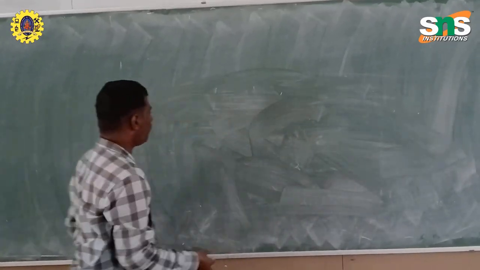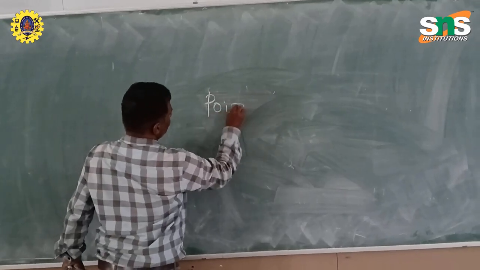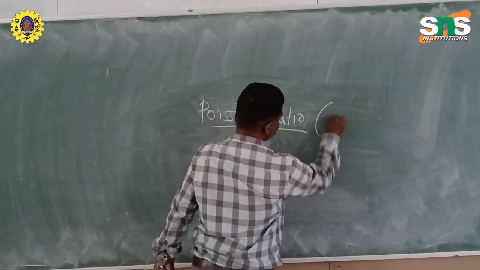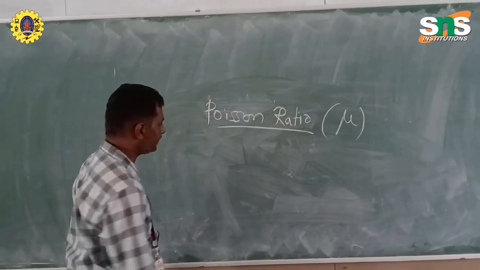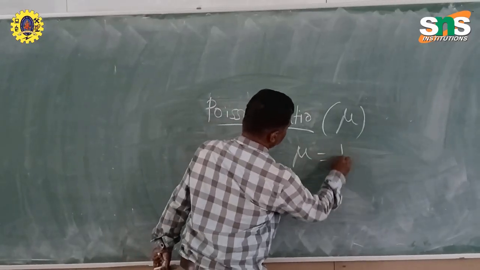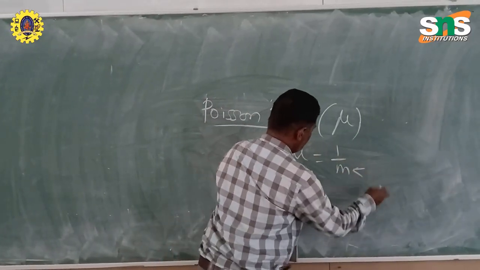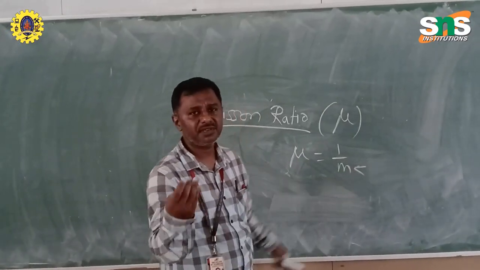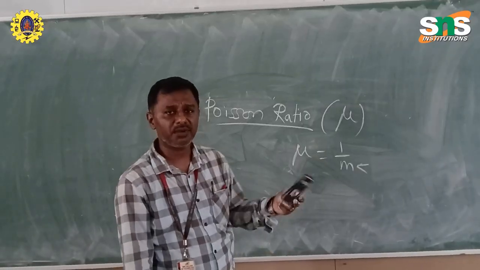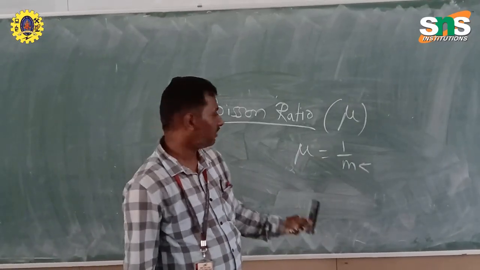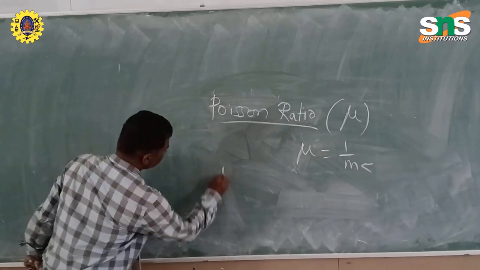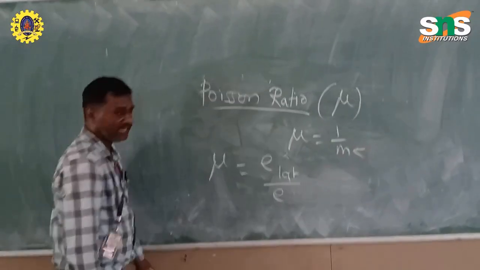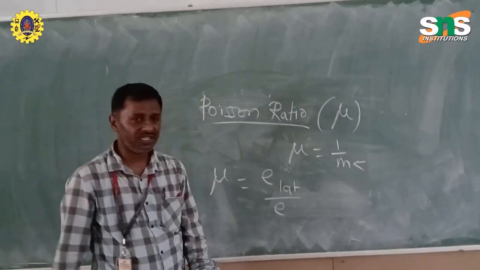Another terminology is the Poisson ratio. Generally it is represented by the letter mu. Otherwise it can be written as 1 by m. This m does not refer to any parameter or terminology; it is just a representation. If m is equal to 3, then the Poisson ratio is 1 by 3, that is 0.33. The Poisson ratio can be defined as lateral strain to linear strain.